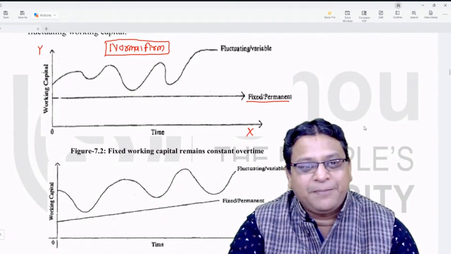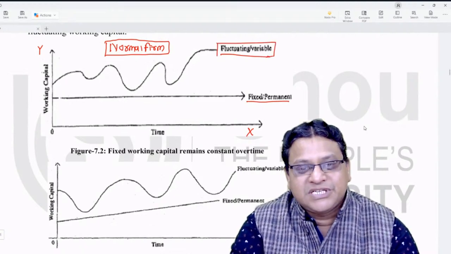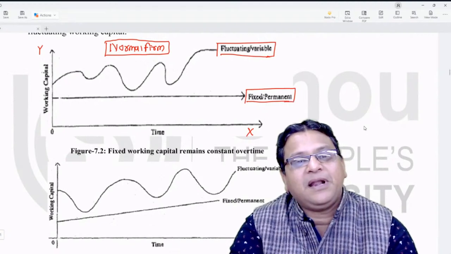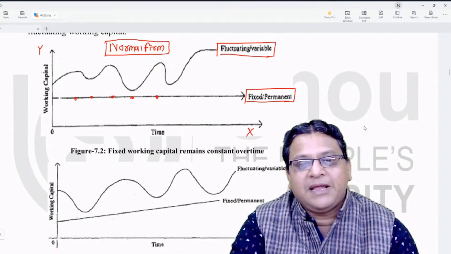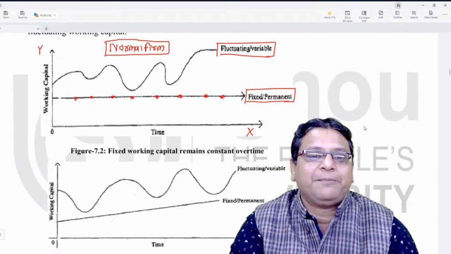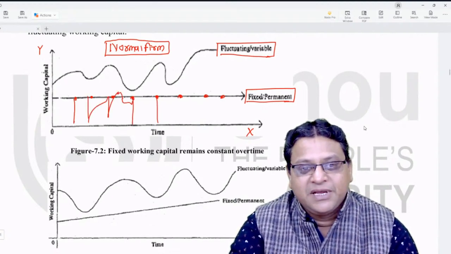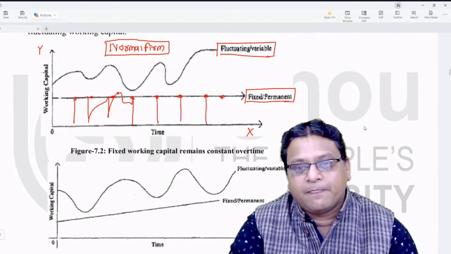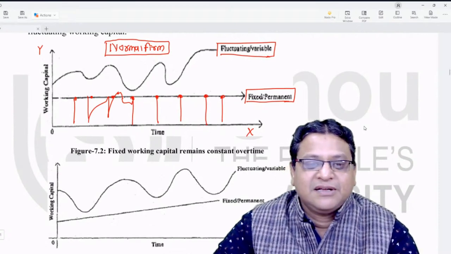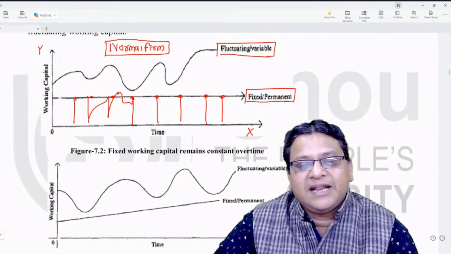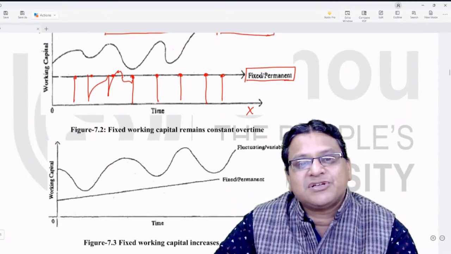And temporary working capital will be over and above the permanent working capital. So, this is fixed working capital or permanent working capital, and this is temporary working capital. At different points of time, the requirement of fixed working capital is the same. You see, the requirement is the same at different periods of time. This is permanent working capital. Next one is a diagram of permanent working capital and fluctuating or variable working capital in case of a normal firm.